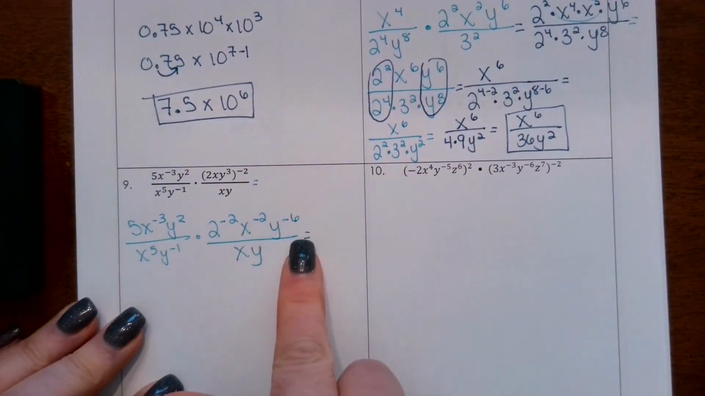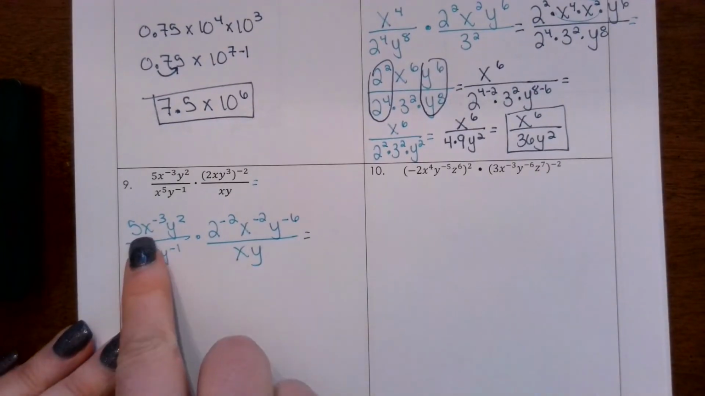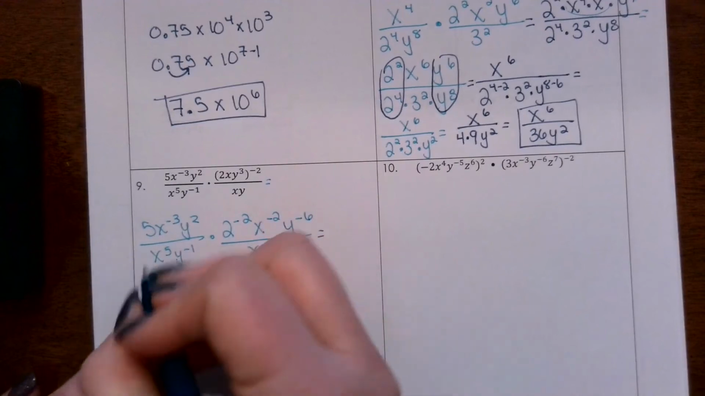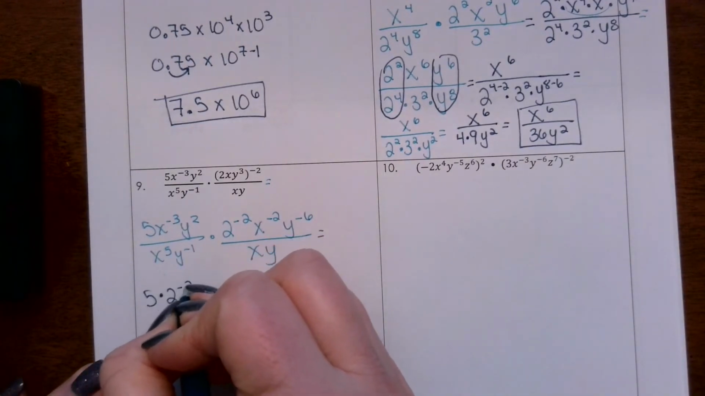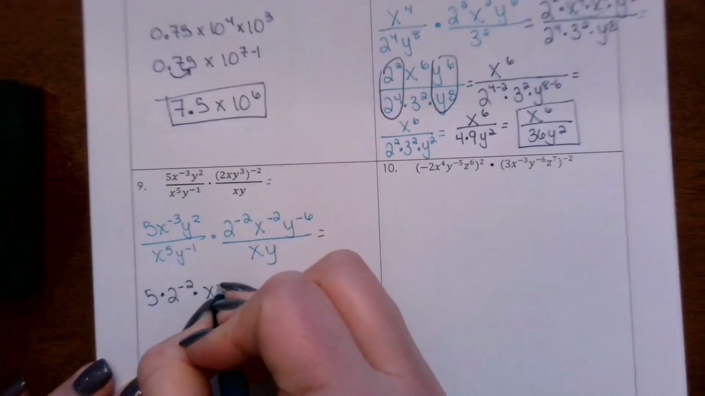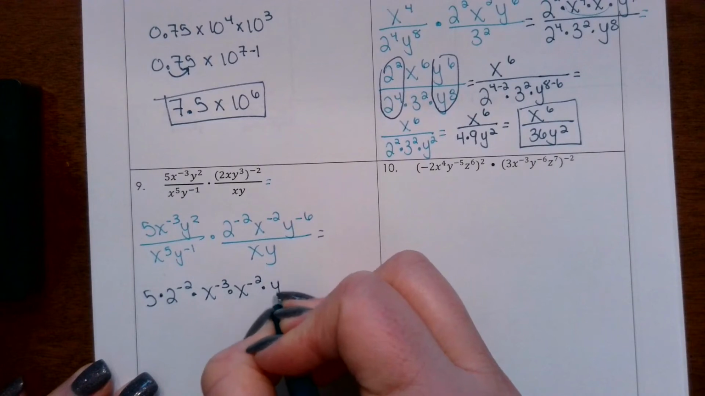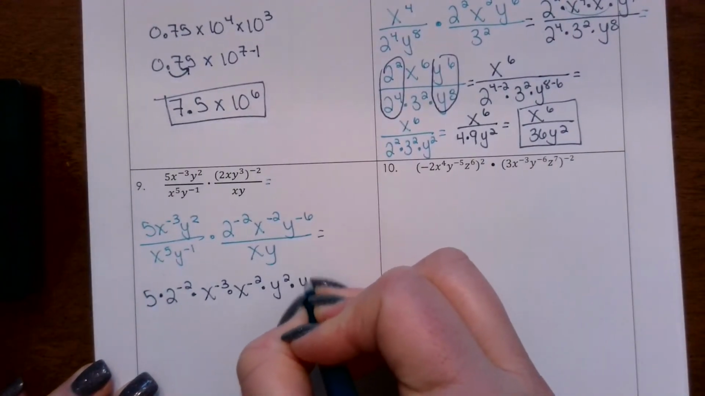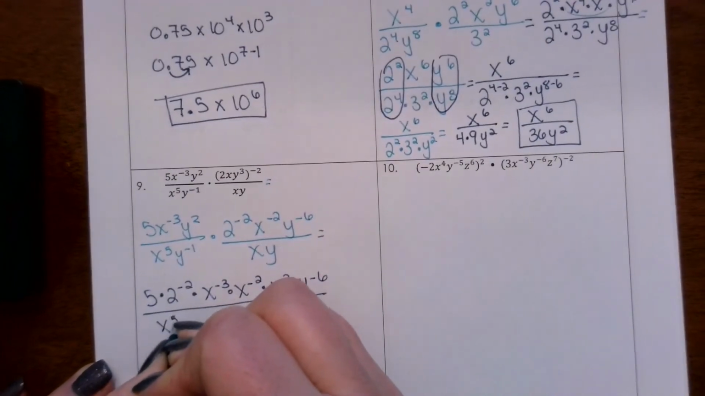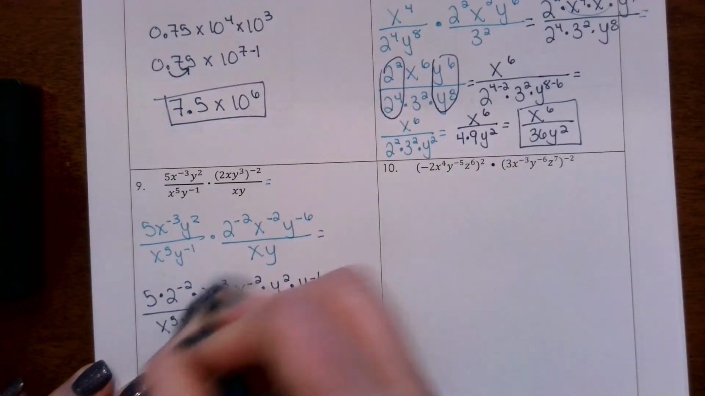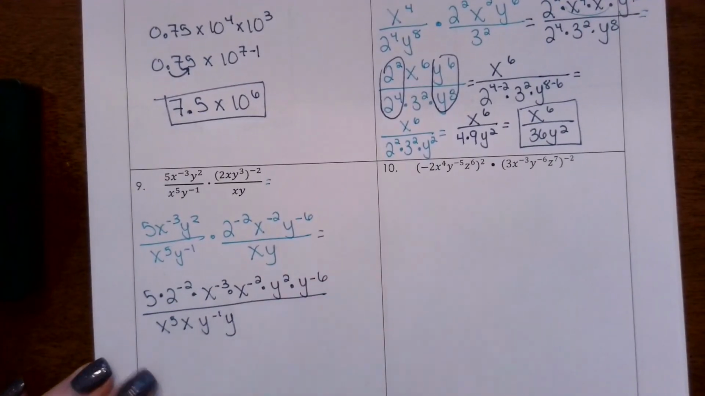Now I am going to combine these, right? And at the same time, I am going to move my x's together and my y's together. So I have 5 times 2 to the negative 2 times x to the negative 3 times x to the negative 2 times y squared times y to the negative 6, all over x to the 5th, x to the 1st, y to the negative 1, y.